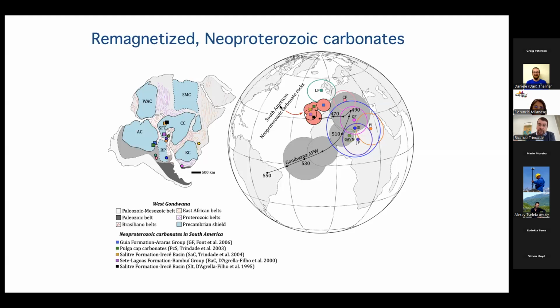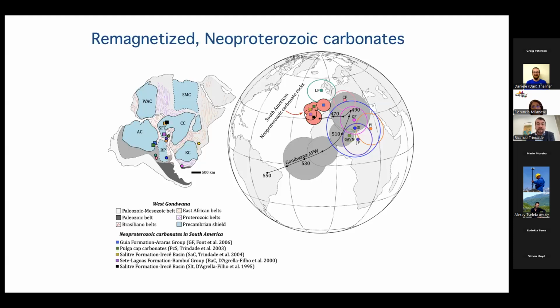We have a large group of formations covering around 4 different shields, and all those carbonates were remagnetized more or less at the same time in a large event of remagnetization covering the Neoproterozoic. Those rocks have a very complex magnetic mineralogy, but they also have very stable magnetic mineralogy. So that's why we are interested at first to study those rocks and investigate those different minerals at the grain scale.